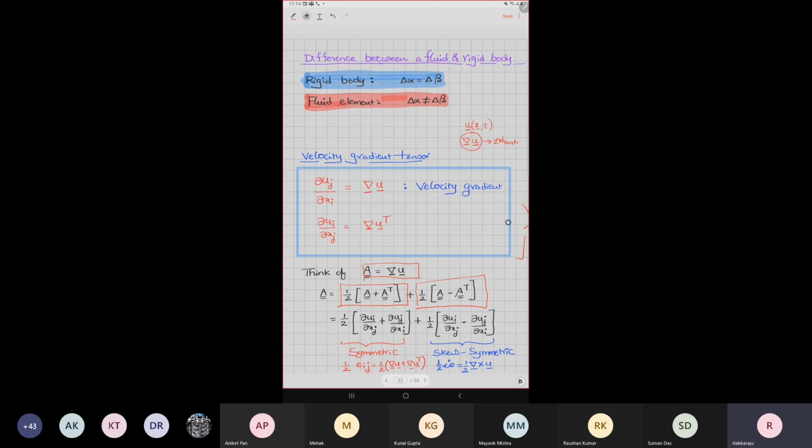And from there, one can show that some of the components can be connected with del cross U terms. We will see that when we are working out the examples. But as of now, what we can see is that the central part is the gradient of U, which under different kinds of decompositions might give you strain rates and angular velocity and so on.